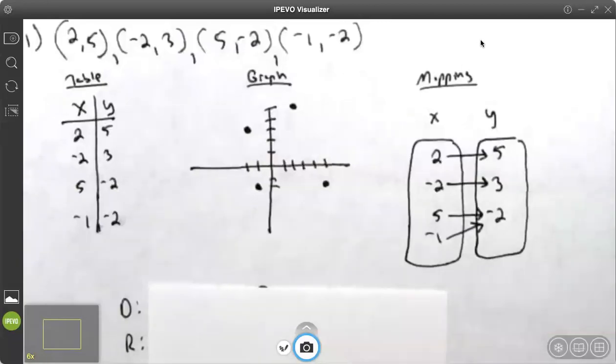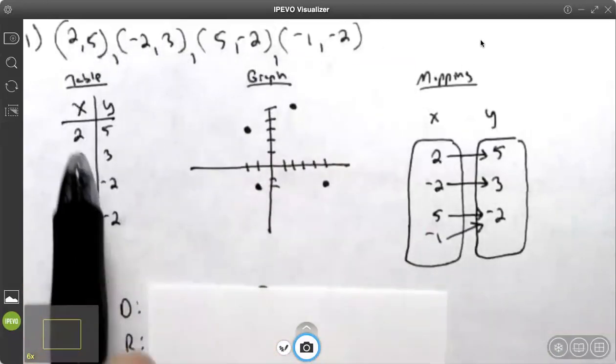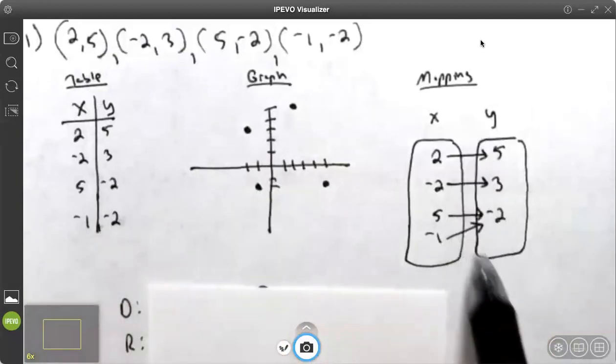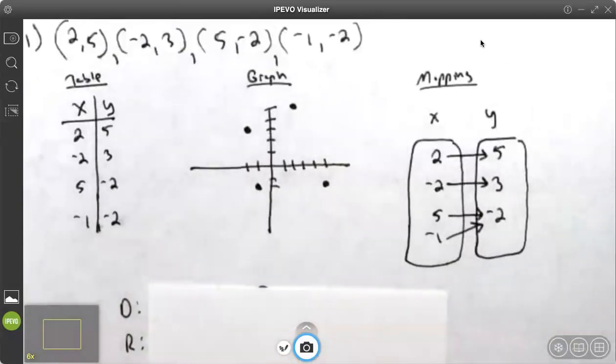So here's another example. Here are my ordered pairs. Here's my table. Here's my graph. Here's my mapping. Take a minute and jot down the domain, which is also your input and your independent variable, and the range, which is also your output and your dependent. And also, is it a function?